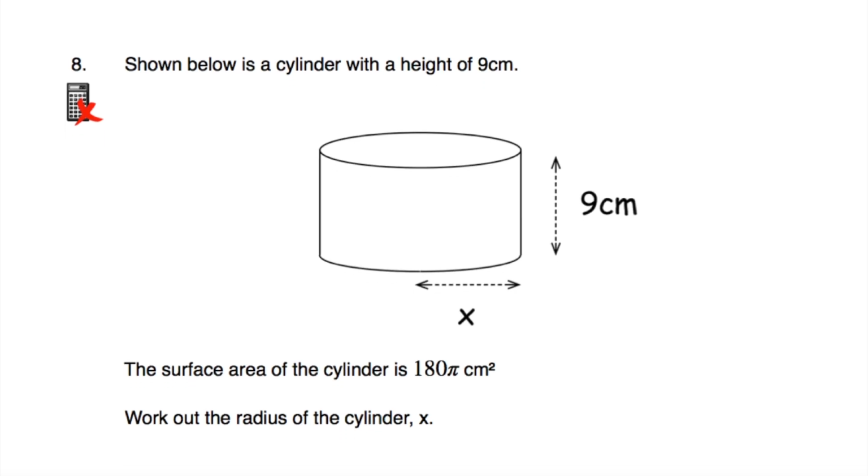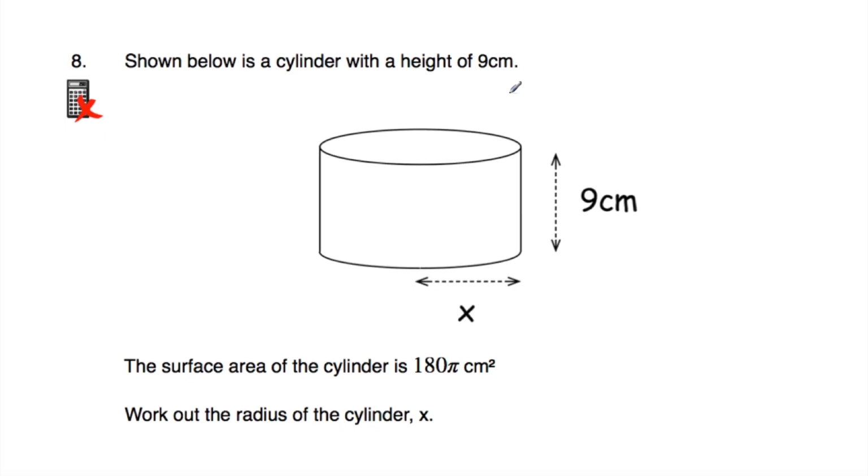Okay, question number 8. This time we've got a cylinder. The height of the cylinder this time is 9 centimeters, and we've got the radius of the cylinder as x, and we've been asked to work out the radius of the cylinder. But we are told the surface area of the cylinder is 180 pi centimeters squared. Now it's also a non-calculator question, so I'm just putting down my calculator.